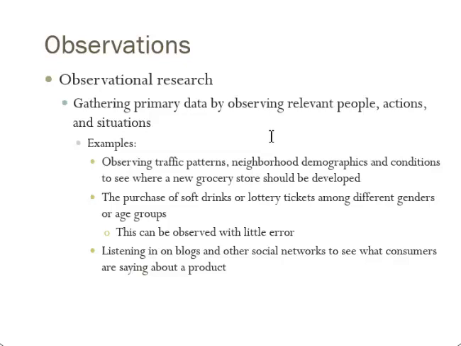Here are some quick examples. Observing traffic patterns to see where a new grocery store should develop. Now you can do it yourself by having somebody watching how many cars go by or how many people come to an area, or you can look at government patterns.